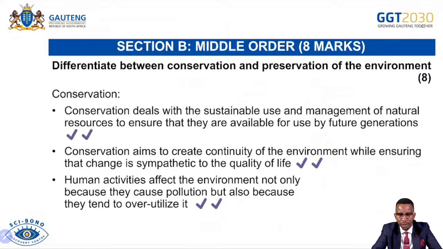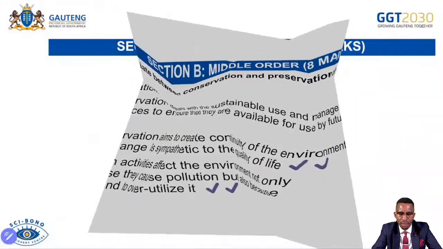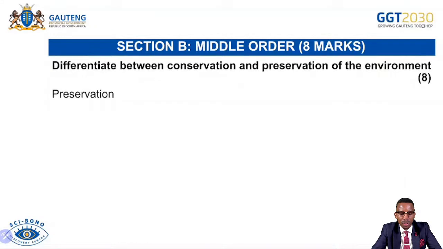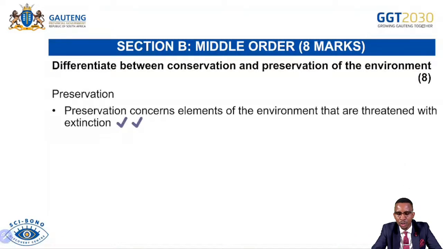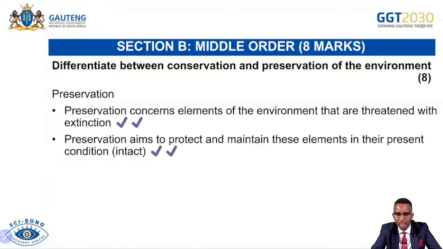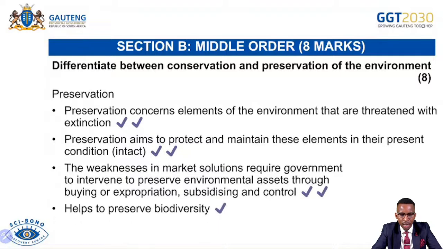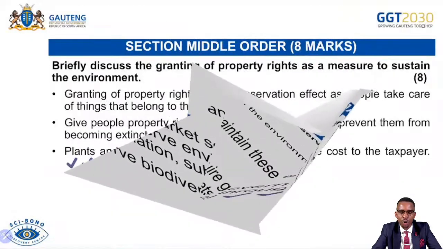Human activities affect the environment not only because they cause pollution, but also because they tend to overutilize it. And then we continue. Preservation now. Preservation concerns elements of the environment that are threatened with extinction that can be completed. Preservation aims to protect and maintain these elements in their present value so they remain intact. The weaknesses in the market solutions require government to intervene to preserve environmental assets through buying or expropriating, subsidizing, and control. This helps to preserve biodiversity so that it cannot be lost.